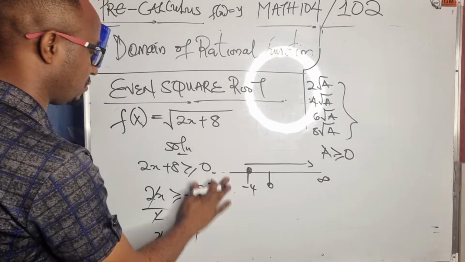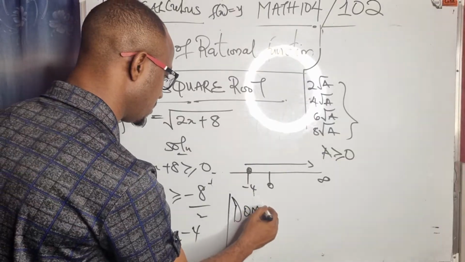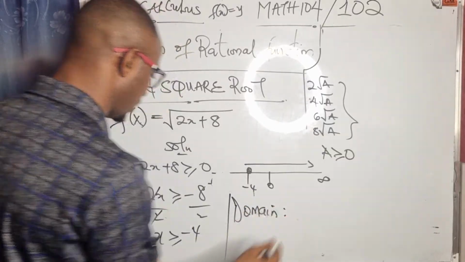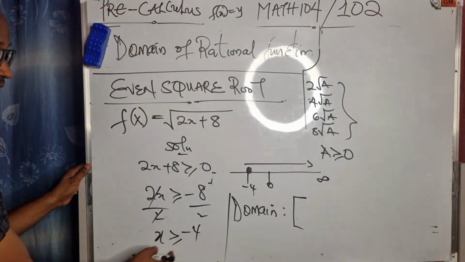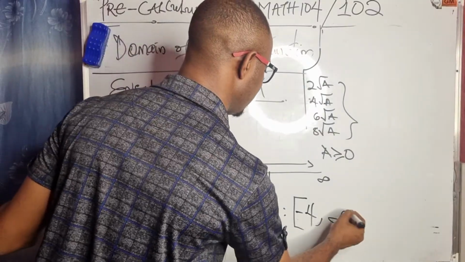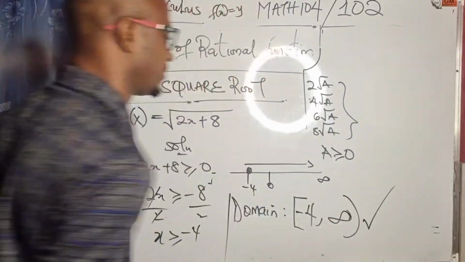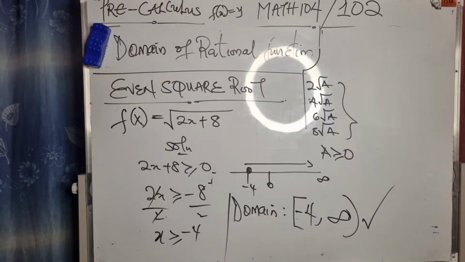So that means our domain becomes minus 4, which is included, right? Because I have an equal sign here. Minus 4, comma, positive infinity. Please put this up. Minus 4, comma, positive infinity.